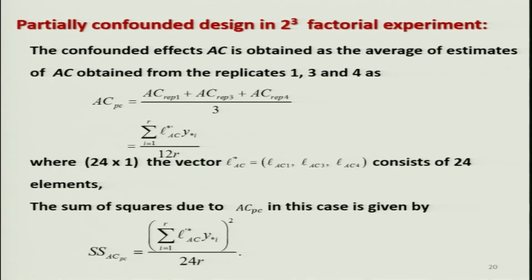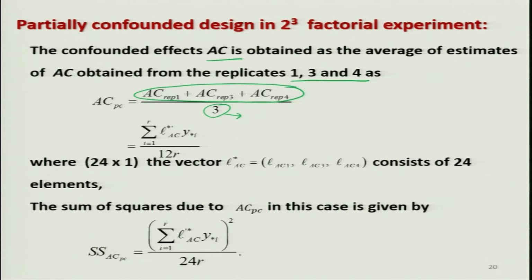So, now we can do a similar exercise with the other effects that are confounded here, AC and ABC. In case of AC, this can be estimated from the replicates 1, 3 and 4 and then we take its arithmetic mean. So, it will be AC rep 1 plus AC rep 3 plus AC rep 4, divided by 3. Now, you have to be careful here once again that you are dividing by 3 because there are 3 types of ACs which you have estimated from different replicates.